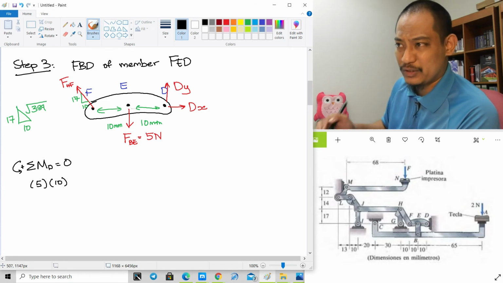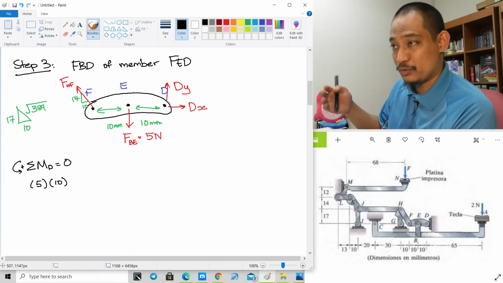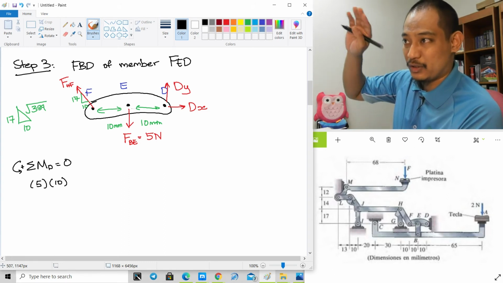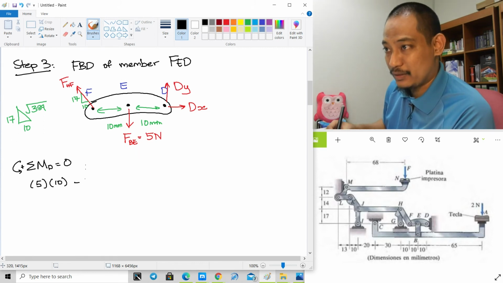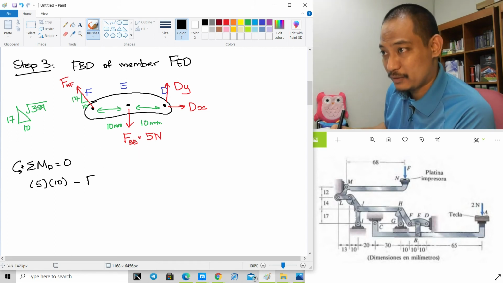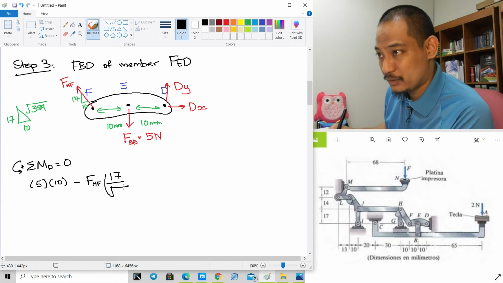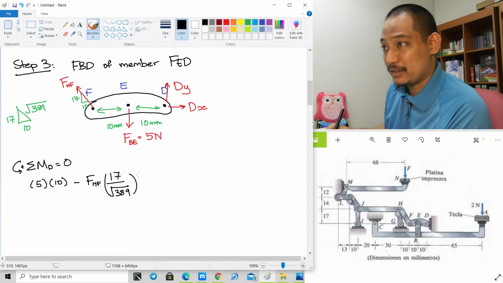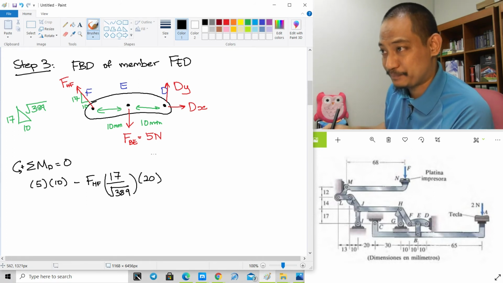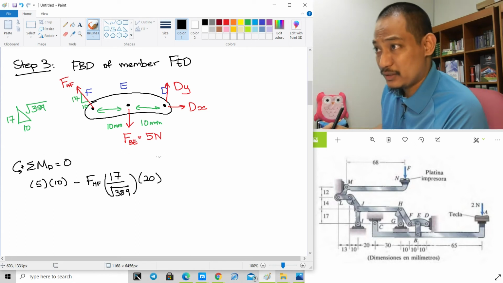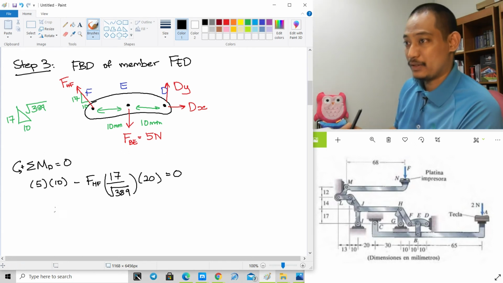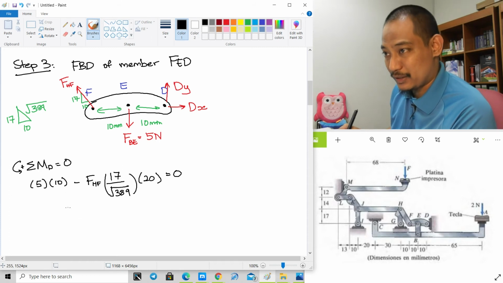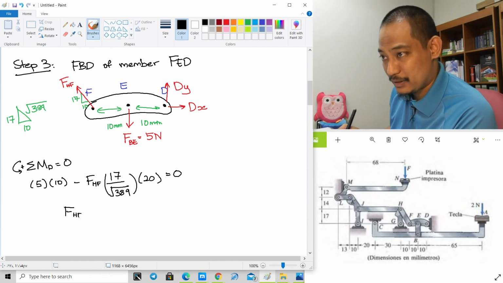Of course, the horizontal component goes through point D, so no moment. The vertical component will create a clockwise moment, so it becomes negative. The vertical component is FHF times 17 over square root of 389, from this triangle there, and then the distance is 20, the whole distance 20. That's the only force, so it equals 0. Based on this, we can calculate FHF.